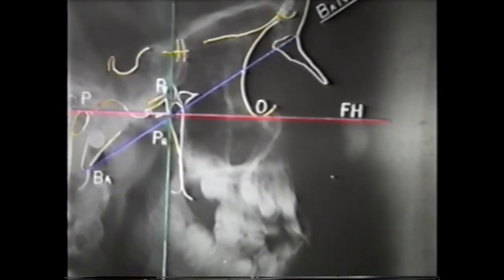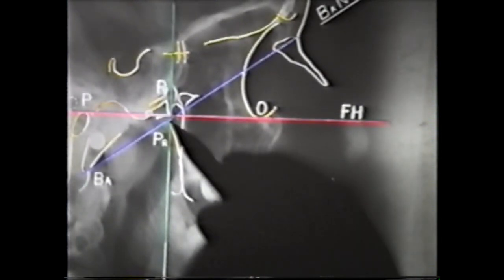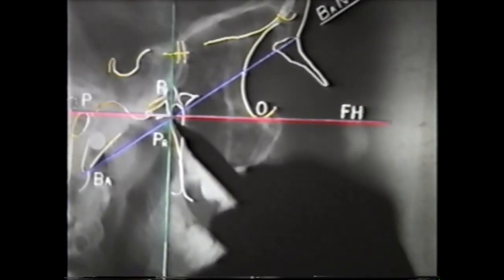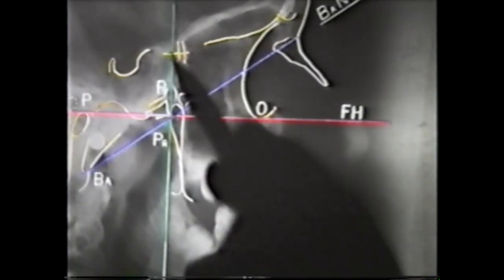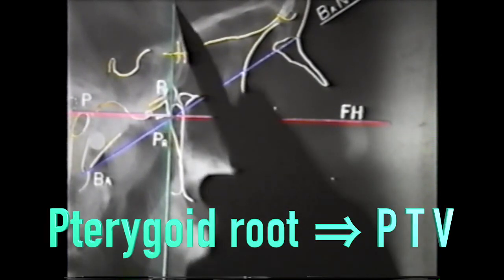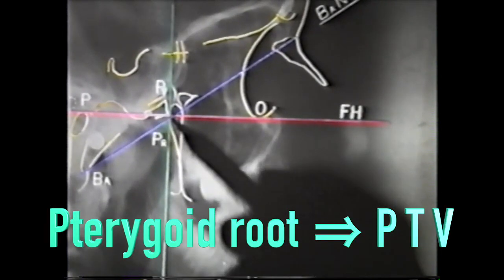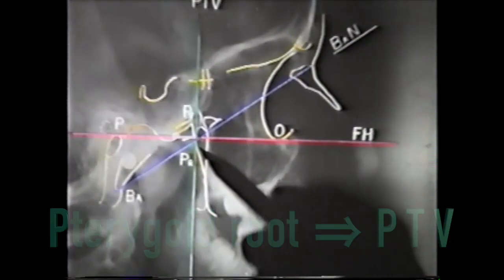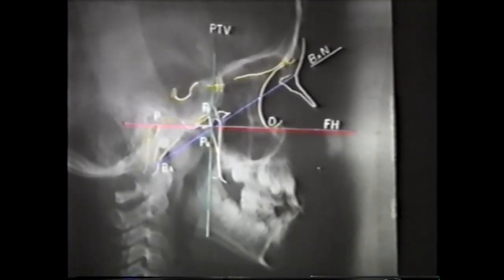The two plates come down. Those are the roots of the plates. What I call the pterygoid reference. Since this was the root of the pterygoid plates, I called it the pterygoid root vertical, or PTV. That was one of my inventions. Now those are the three basic planes.